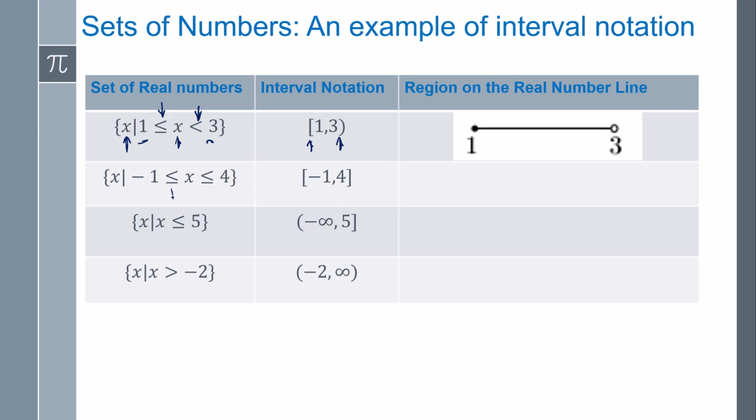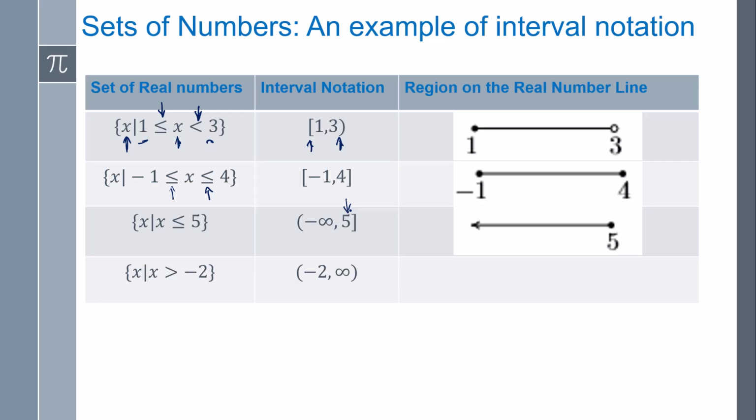Same thing here. I know it's going to be a closed circle and a closed circle, or a bracket and a bracket. Starts at -1, ends at 4. Now this one is saying everything less than or equal to 5. So that means that the 5 itself is going to have a bracket, but it's everything less than that, and it goes on forever, and so that's why it's going to be negative infinity. Well, negative infinity, we just express as an arrow going forever in the negative direction.